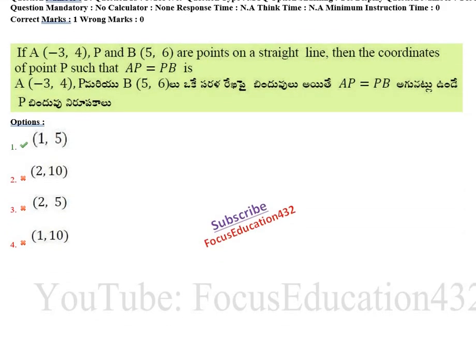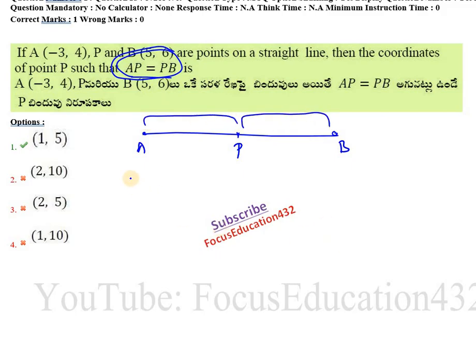Question number 14. What is given here? If A, P, B are points on a straight line, then the coordinates of point P such that AP is equal to PB. Here we have A, here we have B, here we have P. P is the midpoint. Why midpoint? Because it is given that AP is equal to PB. So the distance from here, AP, is the same as this one. So P will become the midpoint.